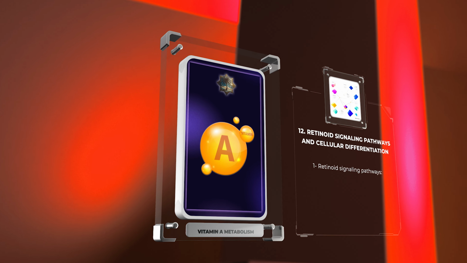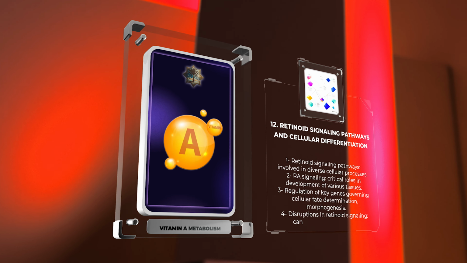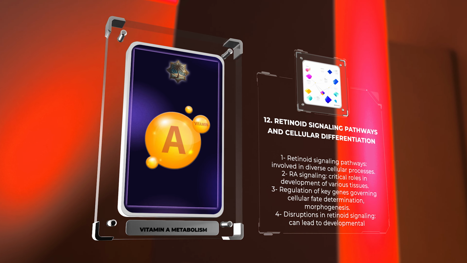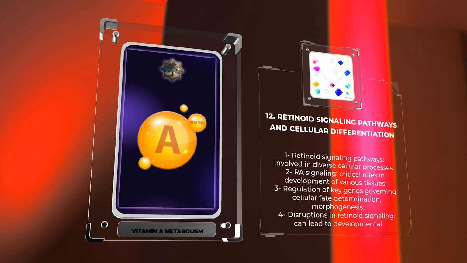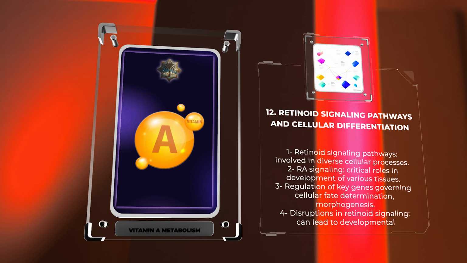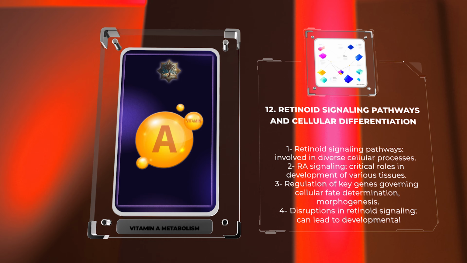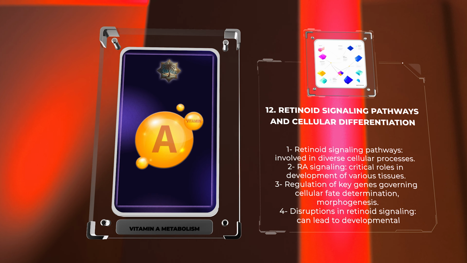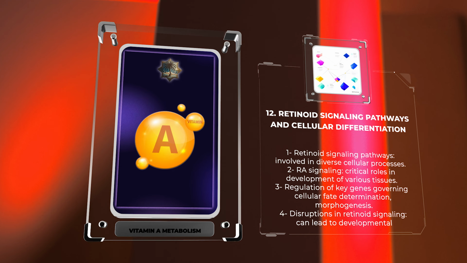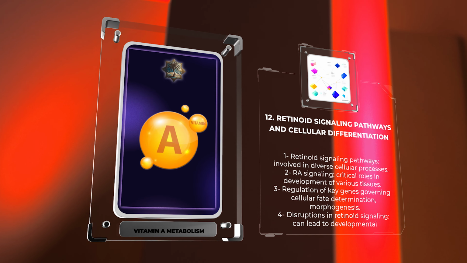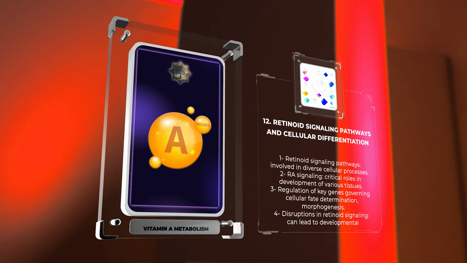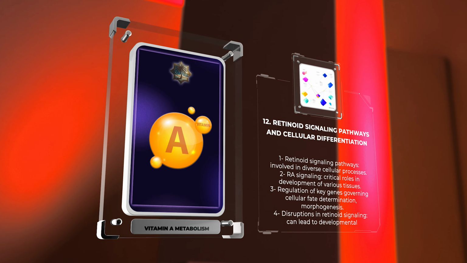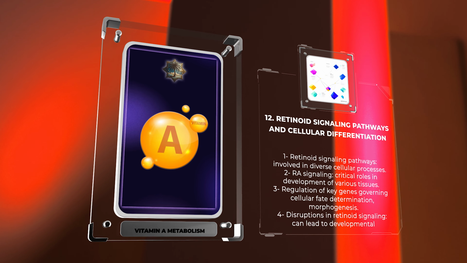Retinoid signaling pathways are involved in diverse cellular processes, particularly cellular differentiation. RA signaling plays critical roles in the development of various tissues, including the eye, limb, and central nervous system. It regulates the expression of key genes governing cellular fate determination and morphogenesis. Disruptions in retinoid signaling can lead to developmental abnormalities, highlighting the importance of this pathway in embryogenesis and tissue regeneration.